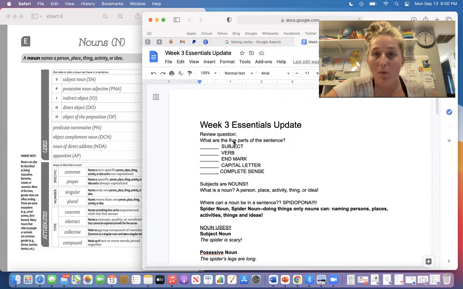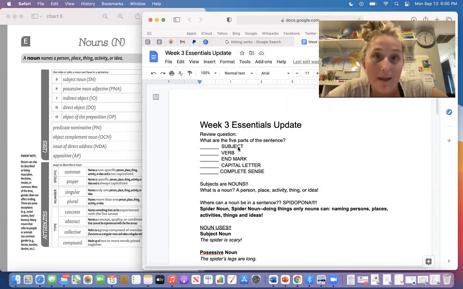Let's get started. On the board, when we entered class, I had a review question up: what are the 5 parts of a sentence? We reviewed those and found out they were the subject, the verb, end mark, capital letter, and making complete sense. We then segued into understanding that the subject is also known as what part of speech, and we discovered it was a noun.